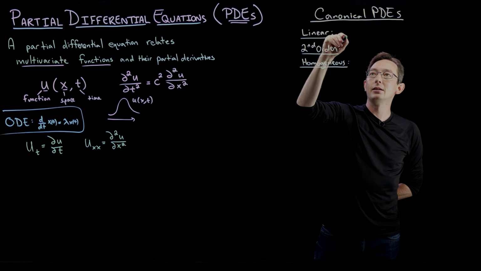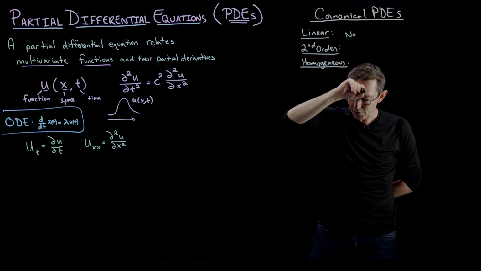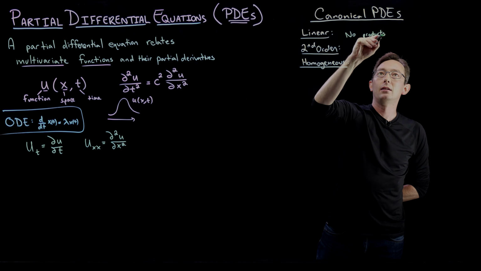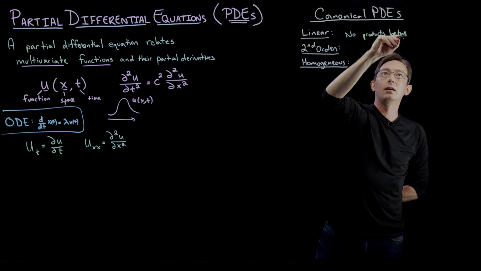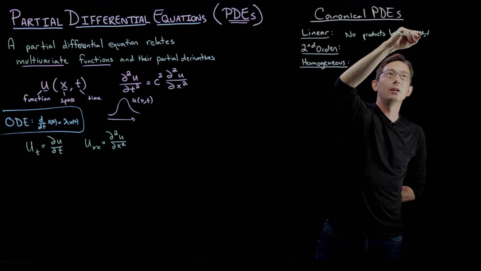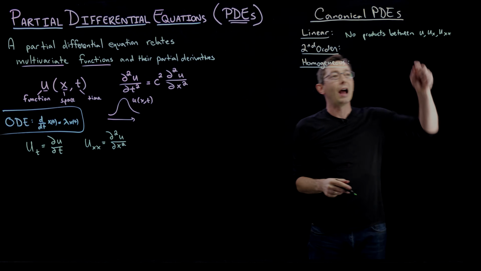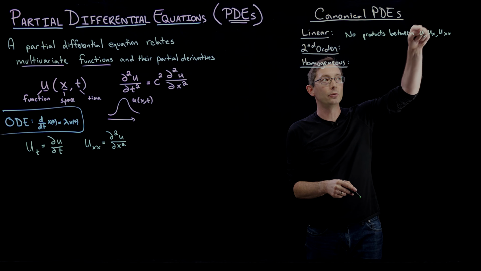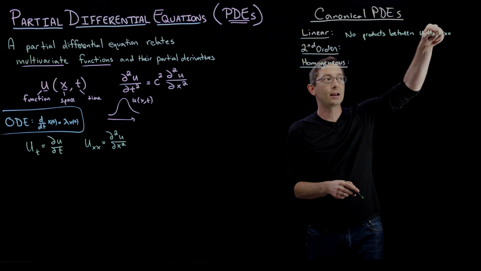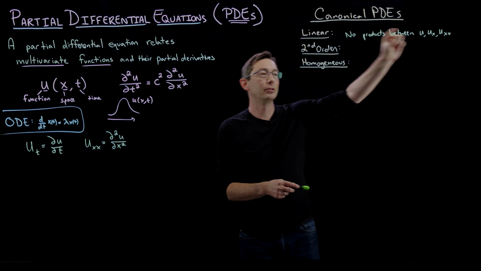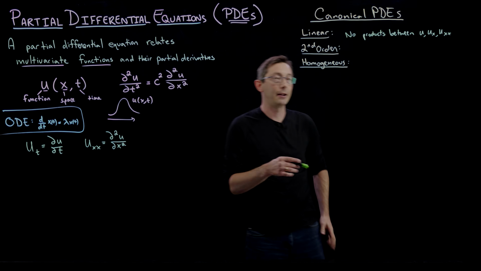There are no products or cross products between my various u sub x terms. So I don't have any u squareds or u times u x's or u x times u x x's. Those would be nonlinear. And I'm going to talk actually about linear more later, so just remember that.